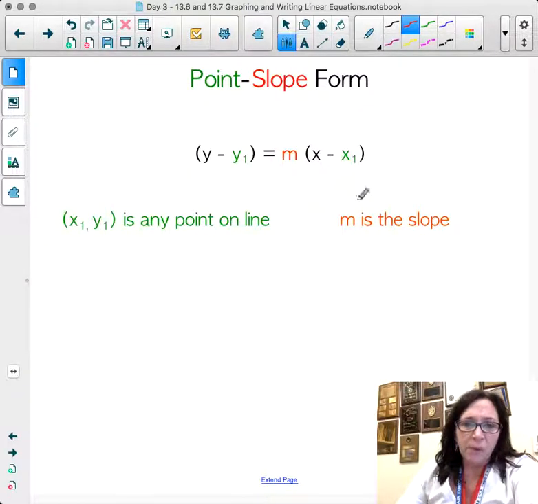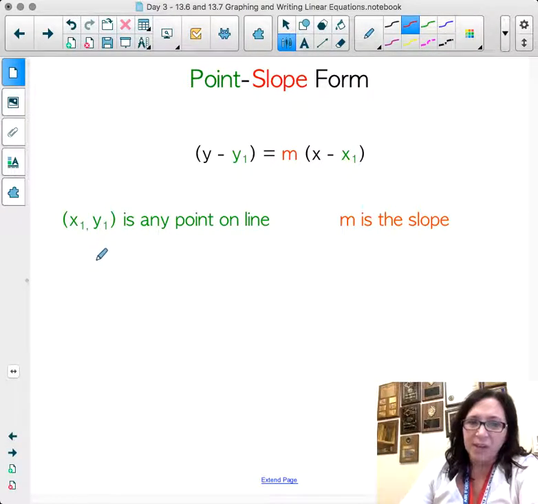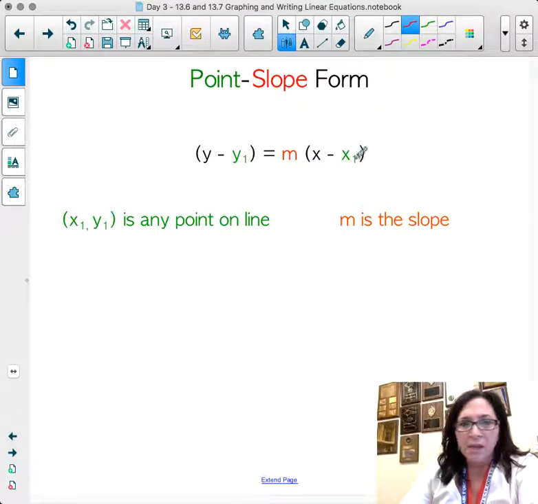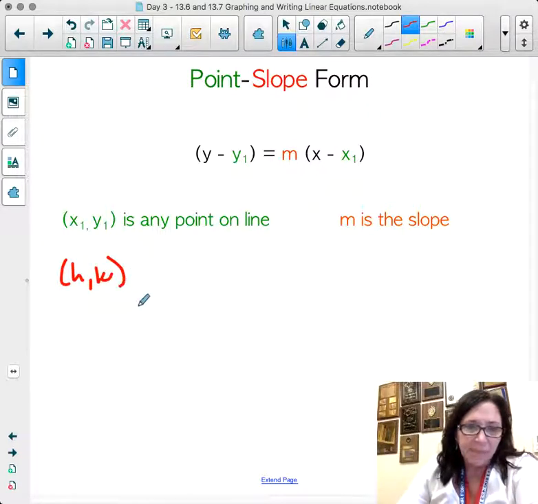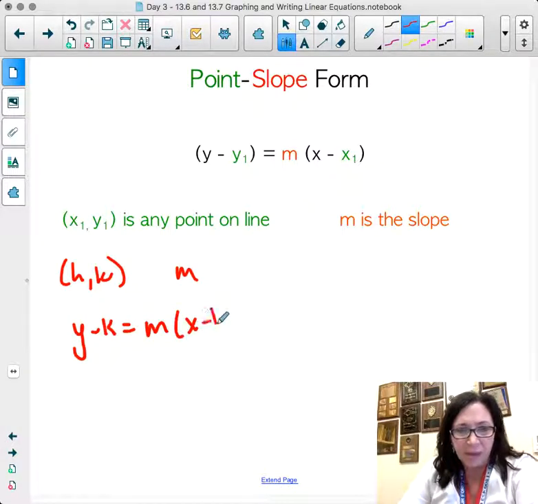So point-slope form, again, I'm going to give you a point, and x1, y1 just means that point. I like to use h, k instead of x1, y1, but you're welcome to use that. What I had given you on the previous slide is, given the point (h, k), where m is my slope, you would write y minus k is equal to m times x minus h.